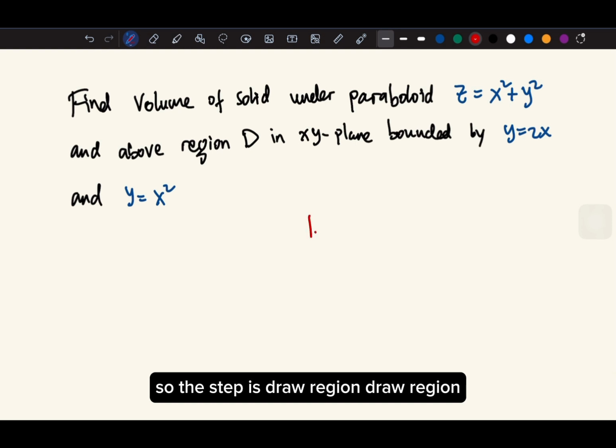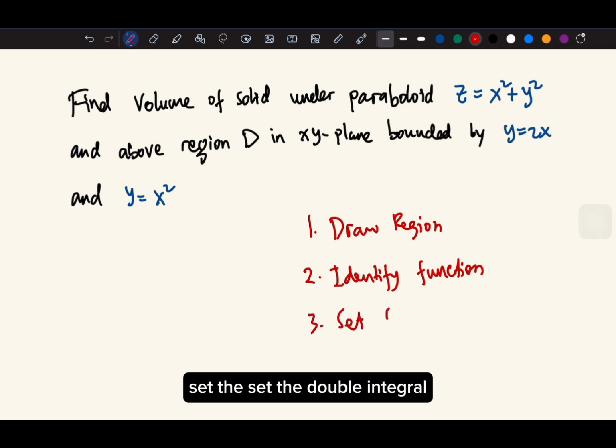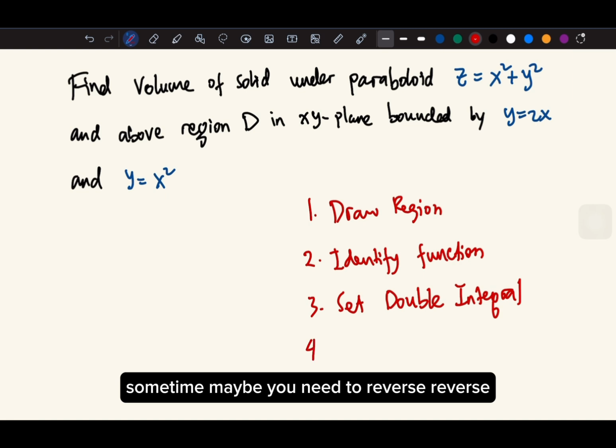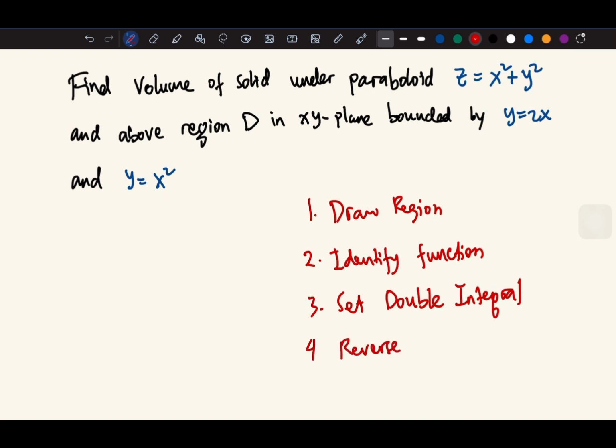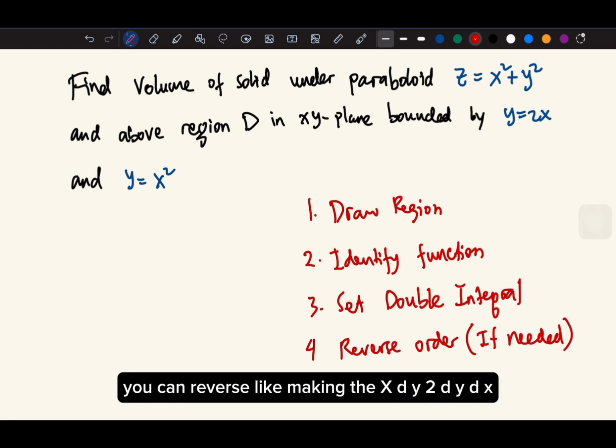So the steps are: draw the region, okay, draw the region, and then identify the functions. Set up the double integral. Sometimes maybe you need to reverse the order if needed. So sometimes, if needed, you can reverse, like making dx dy into dy dx.